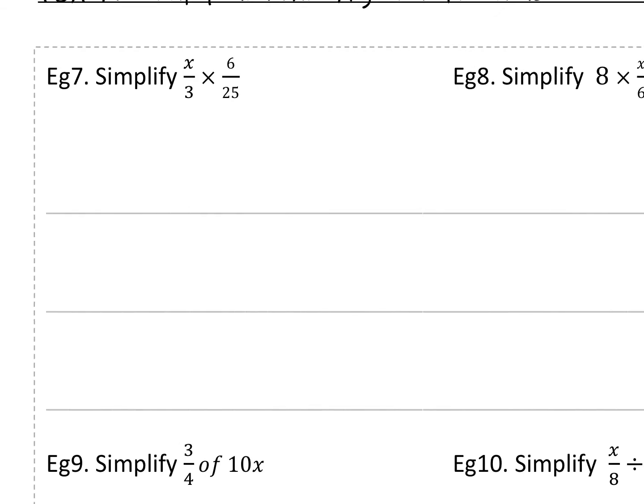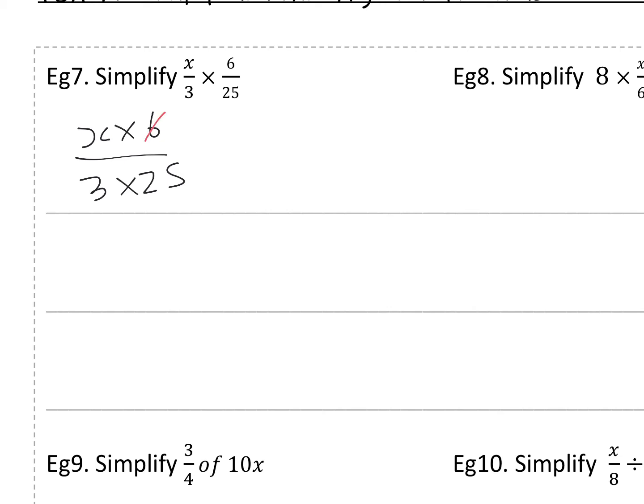Example 7. Simplify x over 3 multiplied by 6 over 25. If we recap multiplying fractions, we multiply the numerators together and we multiply the denominators together. You can, before you do that calculation, look for any common factors on the numerator and denominator.